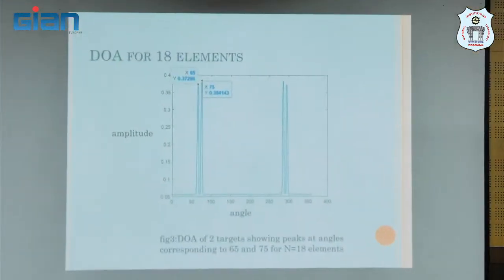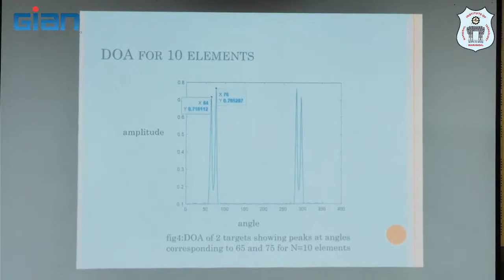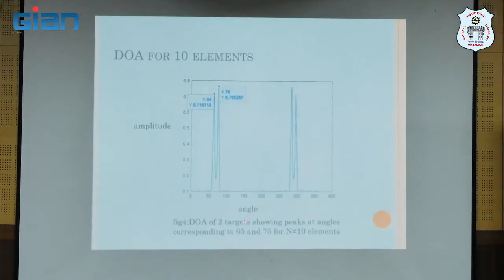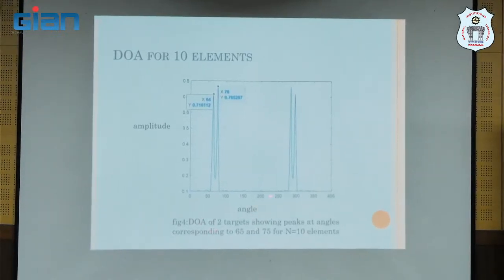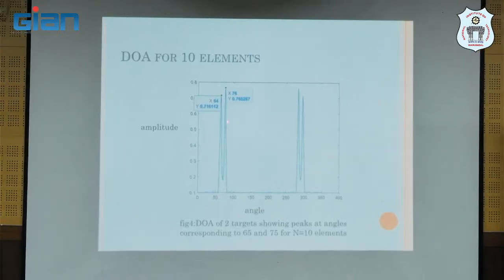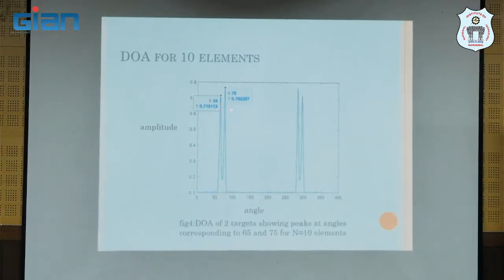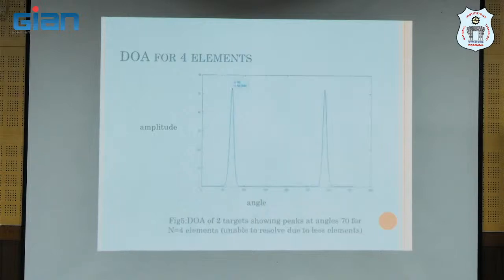And this is a DOA for 18 elements. We have simulated for directions of 65 degrees and 75 degrees. The number of elements we used is 18. So we can see what happens when the number of elements reduces.